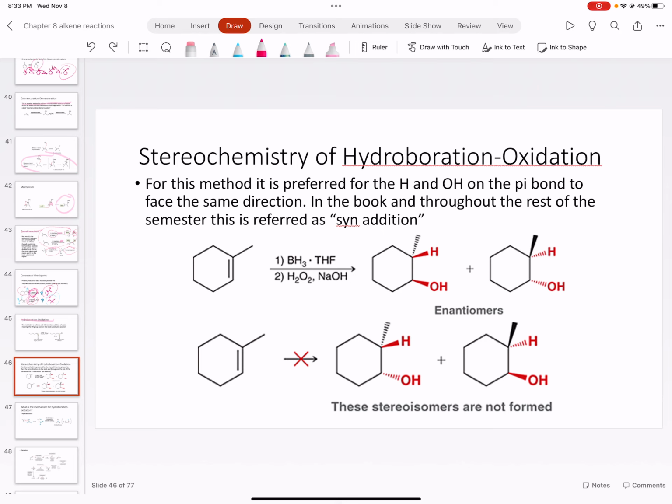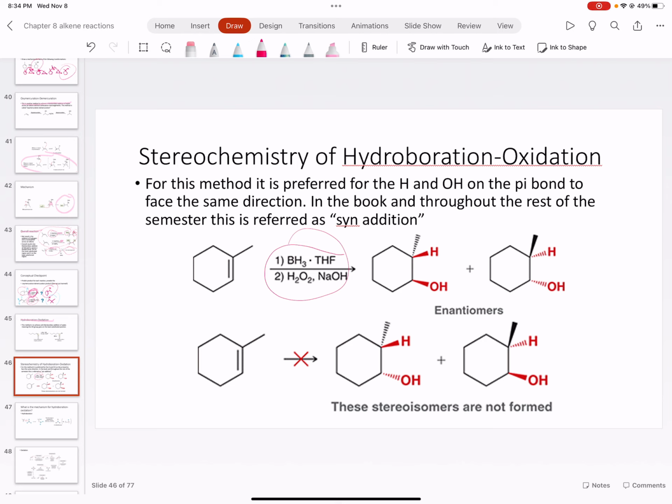So, stereochemistry of hydroboration oxidation. For this method, it's preferred for hydrogen and OH on the pi bond to face the same direction. In the book and throughout the rest of the semester, this is referred to as syn addition. So again, in this one, we do an OH and H addition across the double bond, with our OH on the least substituted and our hydrogen on the more substituted.